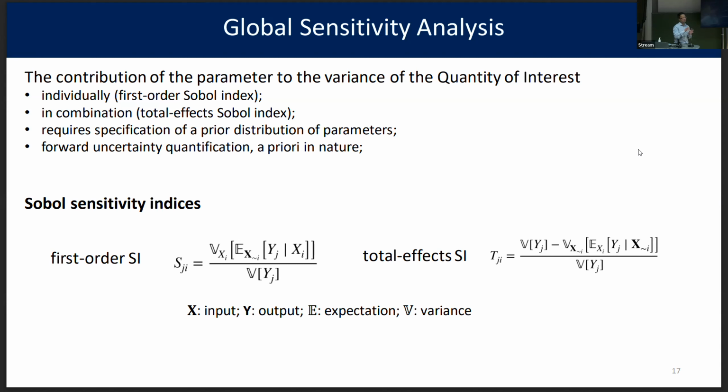And we've been looking at the uniform and local uniform, and actually our results are quite similar for these two priors. That is a forward uncertainty quantification, a priori in nature. So we look at these two Sobol indices. One is the first order index, and the second one is the total effects. You look at the individual parameters, and in the total effects, you also look at the combinations, the interactions between the parameters.